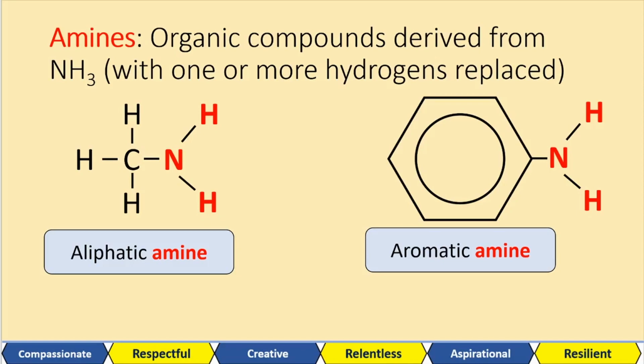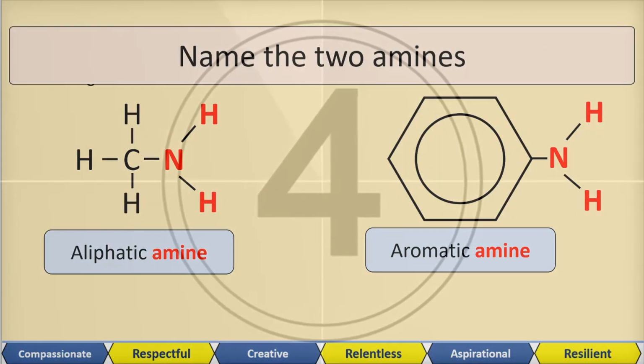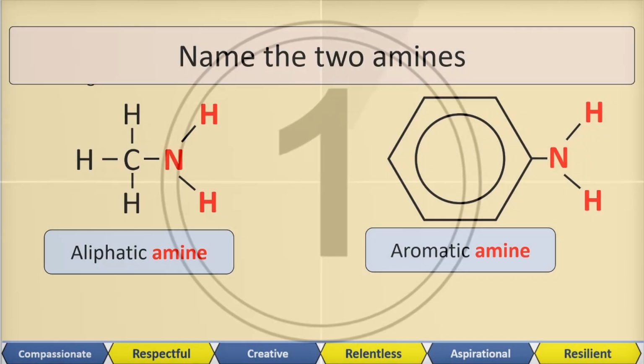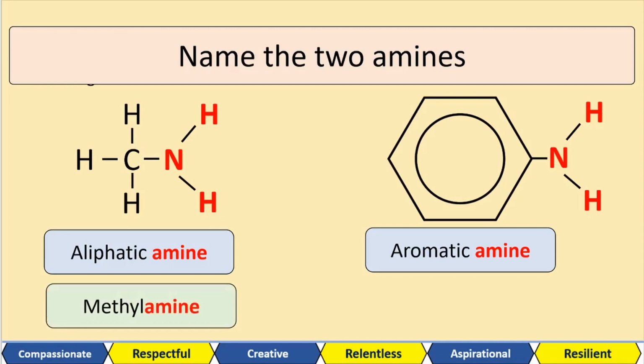And remember, it essentially starts off as nitrogen with 3 hydrogens attached to it, ammonia, but we've removed one or more hydrogen and replaced it with either an aliphatic chain or an aromatic ring. Try and name these 2 amines. Well, the one on the left hand side, we've got a methyl group, so it's methylamine. And the substituent on the right hand side will be the aromatic ring, so it's a phenyl, so it's phenylamine.